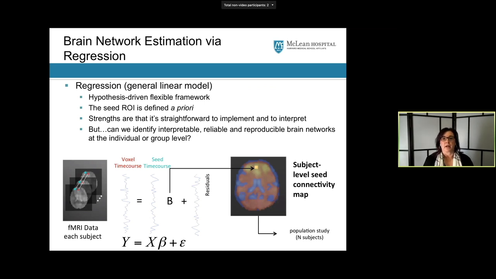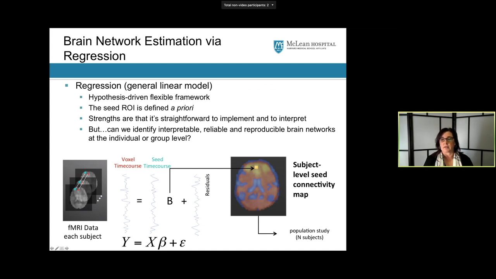There are two popular frameworks for brain network estimation. The first is the regression-based framework, which is a hypothesis-driven, flexible framework in which a seed region of interest is defined a priori that you want to study the connectivity of with the rest of the brain. The strengths are that it's straightforward to implement and it's straightforward to interpret the results.